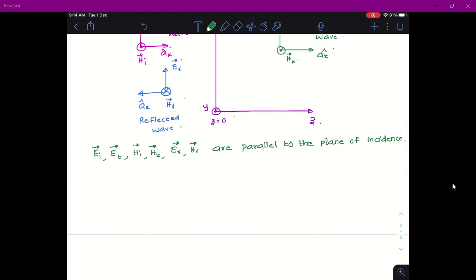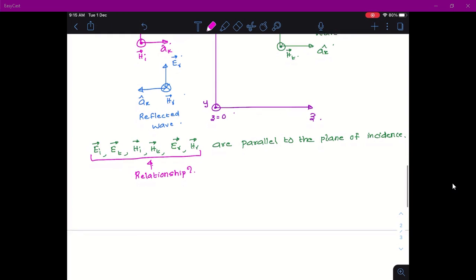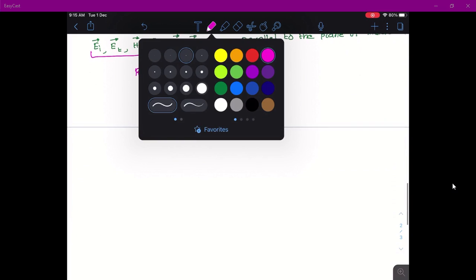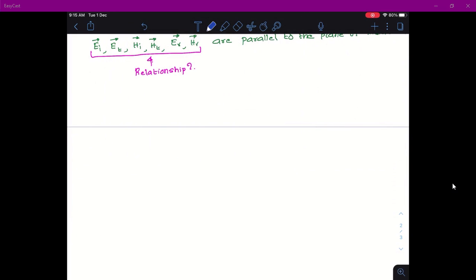Now we want to find out what we are aiming at. What is the relation between all these things? Or can we find a relation between all the electric field and all the magnetic field in both the boundaries for reflected, transmitted and incident? That's what we are going to find out at reflection of plane wave at normal incidence. Let's take one by one. Let's take the incident wave.